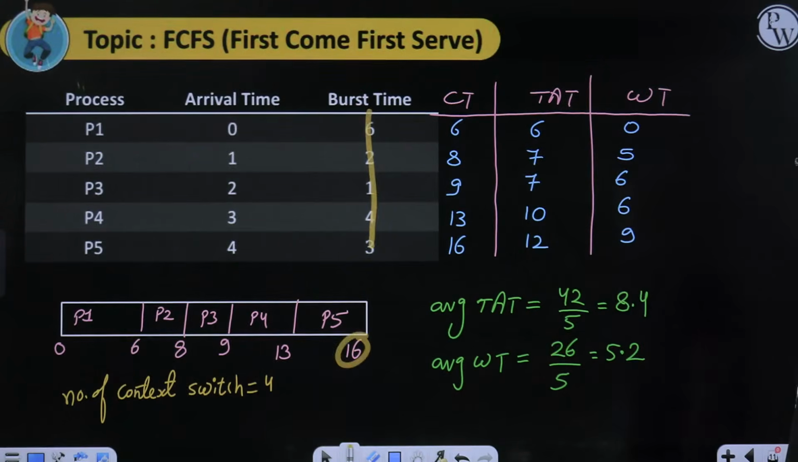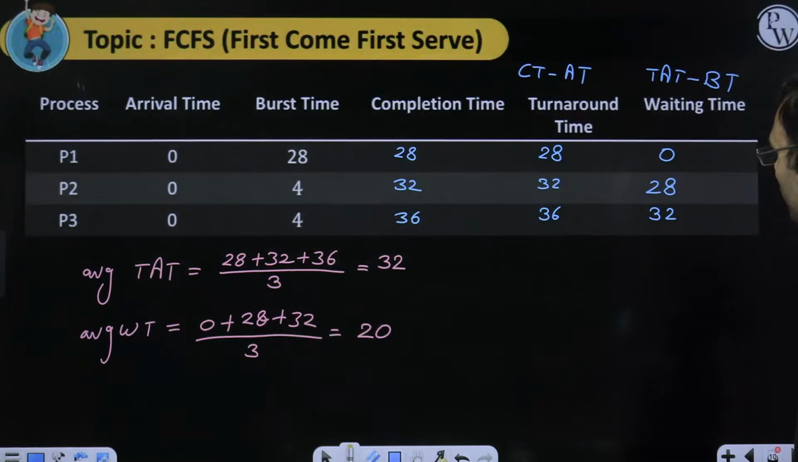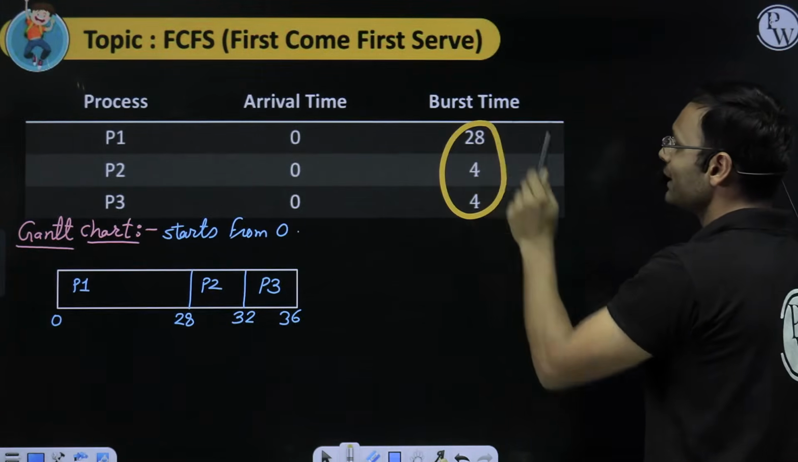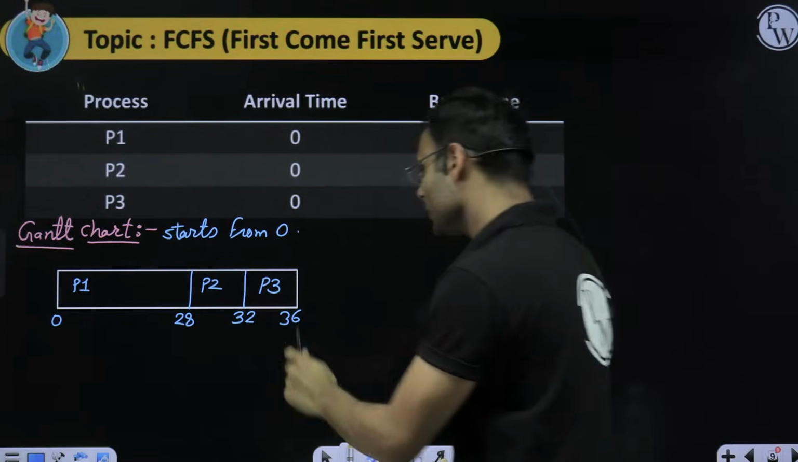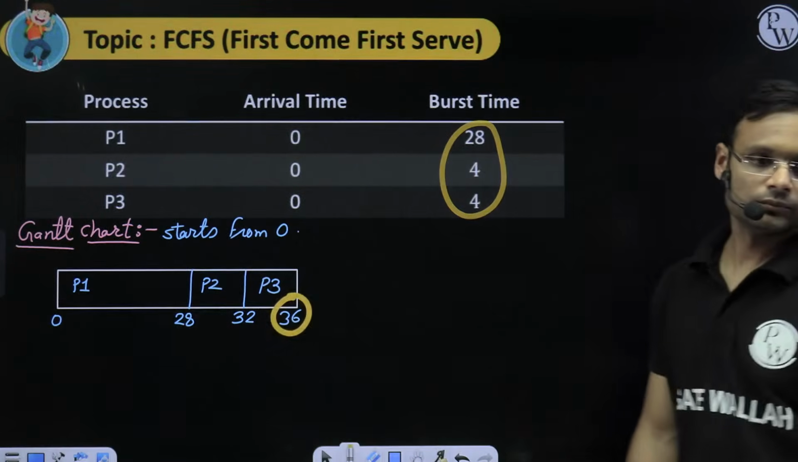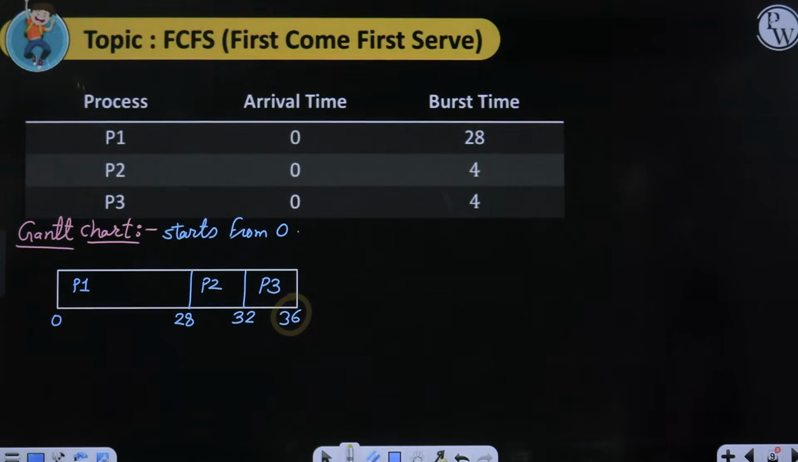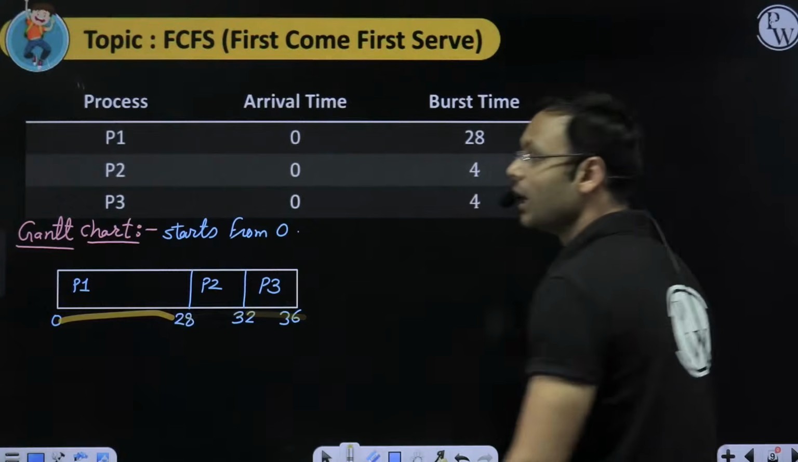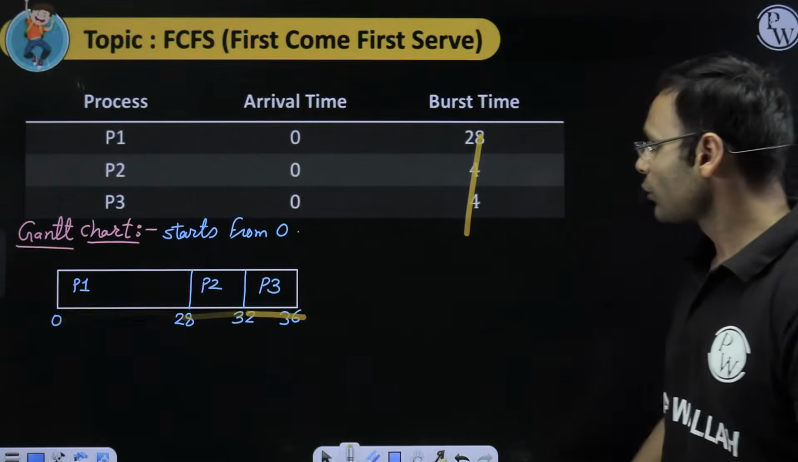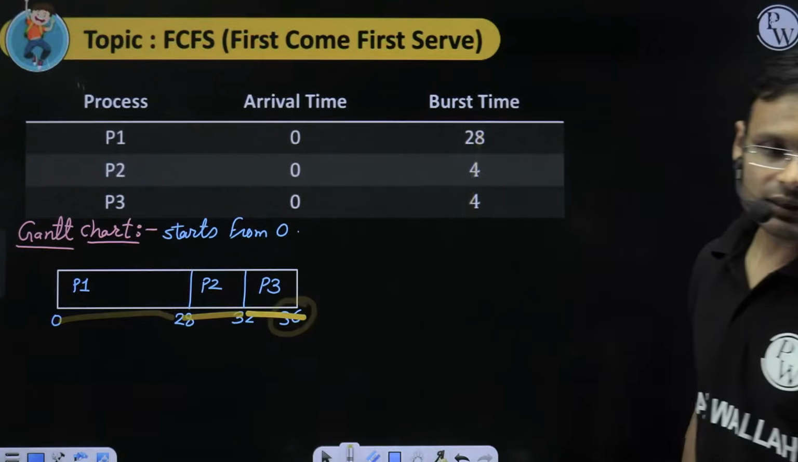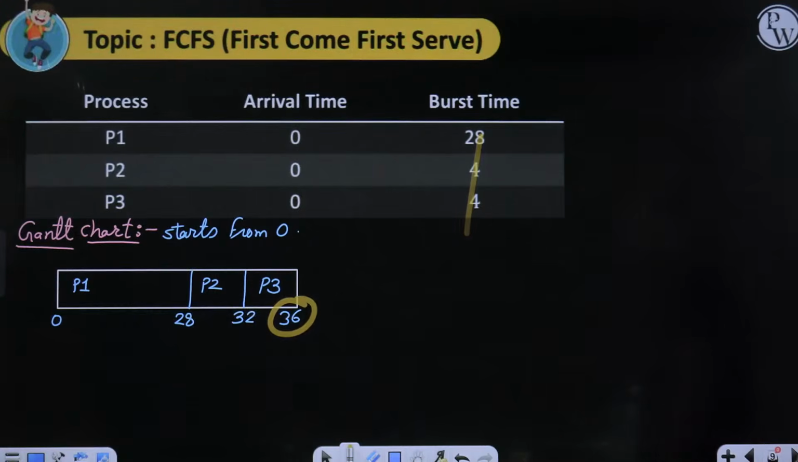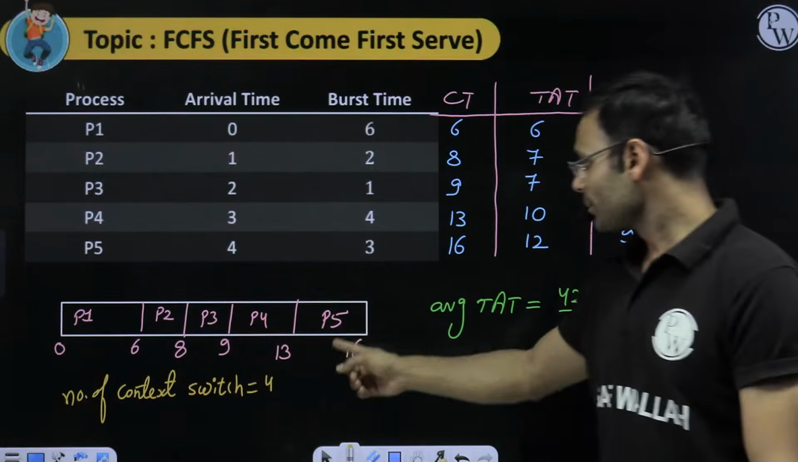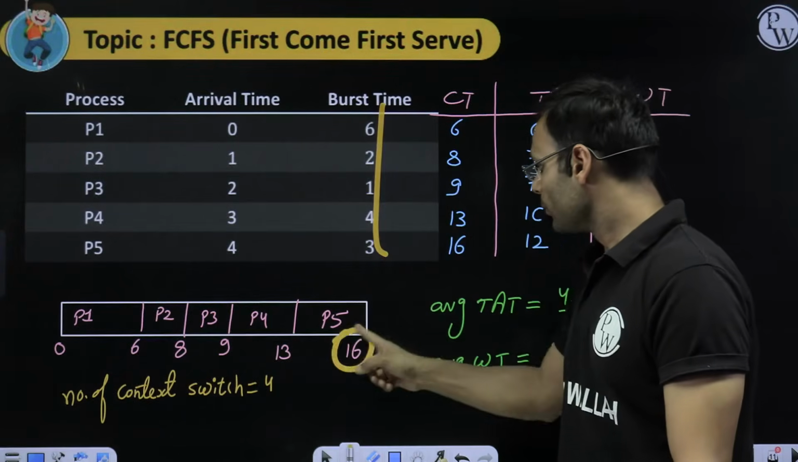In the general case, another case also I'll explain. Look at here. 28 plus 4 plus 4. 28 plus 8, 36. 36 summation is here. This is another check. Sometimes in these summations, students may make a mistake. You can cross check whether we have this as the summation of all the burst times or not. If CPU is used all the time, this summation of burst time will be equal to here.